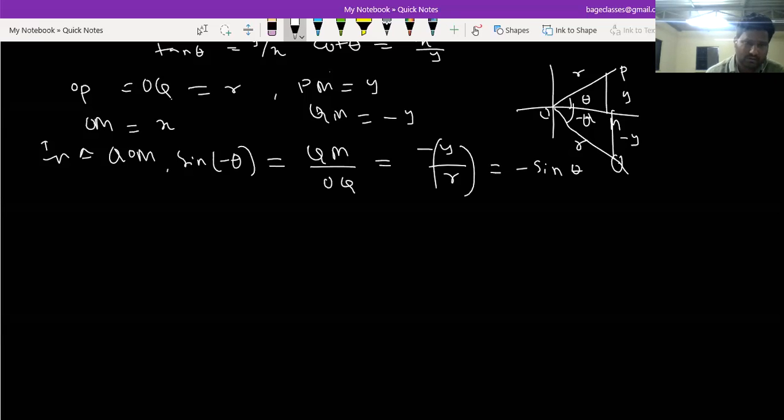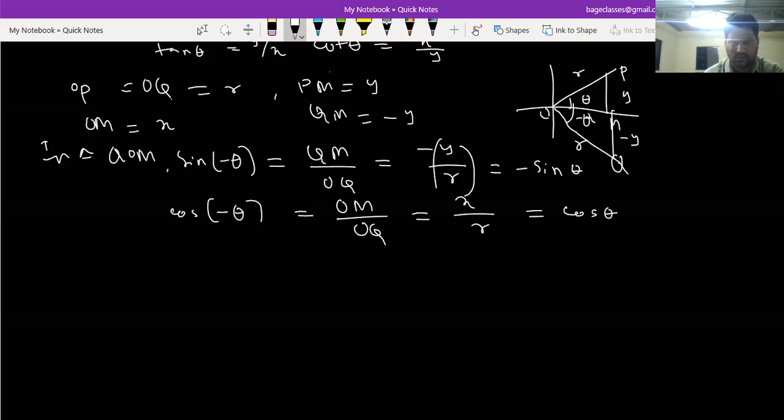Similarly, we can find cos of minus theta. Definition of cos: adjacent by hypotenuse. Here adjacent is OM, hypotenuse is OQ. OM is X, this is R. So X by R in the triangle POM is cos theta. Cos of minus theta is plus cos theta. Cos of minus theta is plus cos theta, sin of minus theta is minus sin theta.